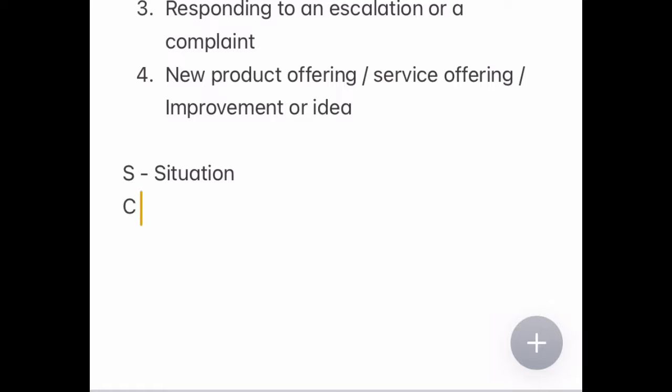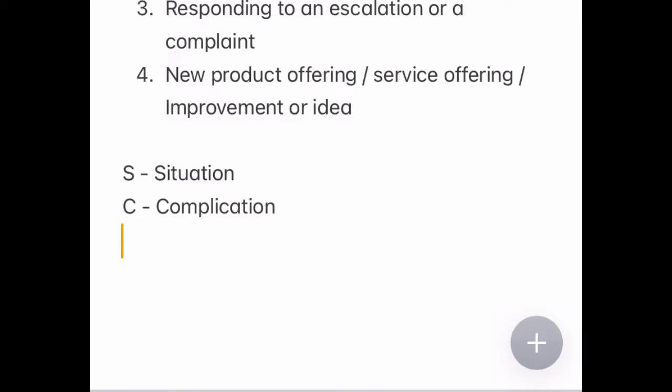Before going to C, the situation is where you explain exactly what the current situation is, be it for a client or whatever context you are referring to, as-is state. That is the situation. Now you are talking about C, the complication. Basically you say, okay, this is how we are, but there is a problem. There's always a but, a challenge, a problem. So that is the complication.